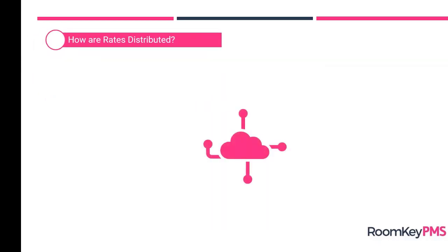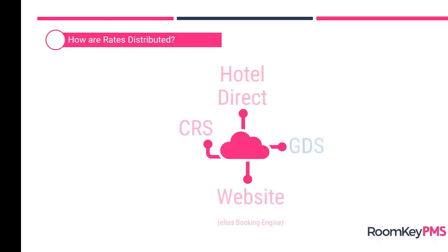So taking a deeper dive into how rates are distributed, we have 4 main channels that we control using the Rate Wizard. Those are listed here on screen. That includes our Hotel Direct distribution channel. So that means any rates that are available to book by contacting the Hotel Direct. If I'm a guest and I contact the front desk, that user is going to be pulling from rates through the Hotel Direct distribution channel.